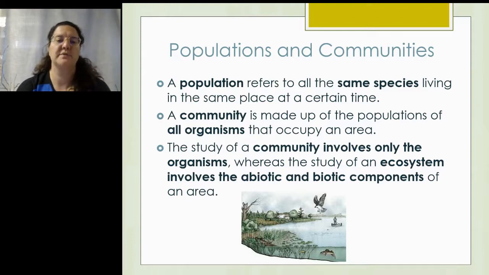A population involves only a certain species, but the study of an ecosystem involves studying all of the biotic and abiotic components of an area. So, we're also looking at the water and the air and the rocks and the minerals and nutrients in the soil.